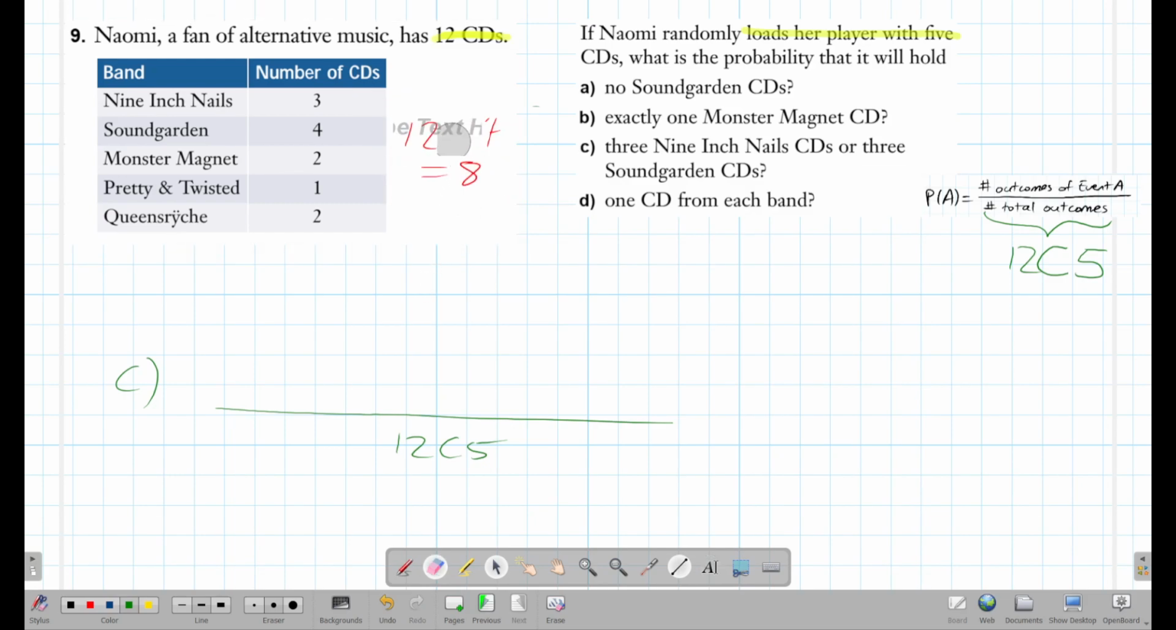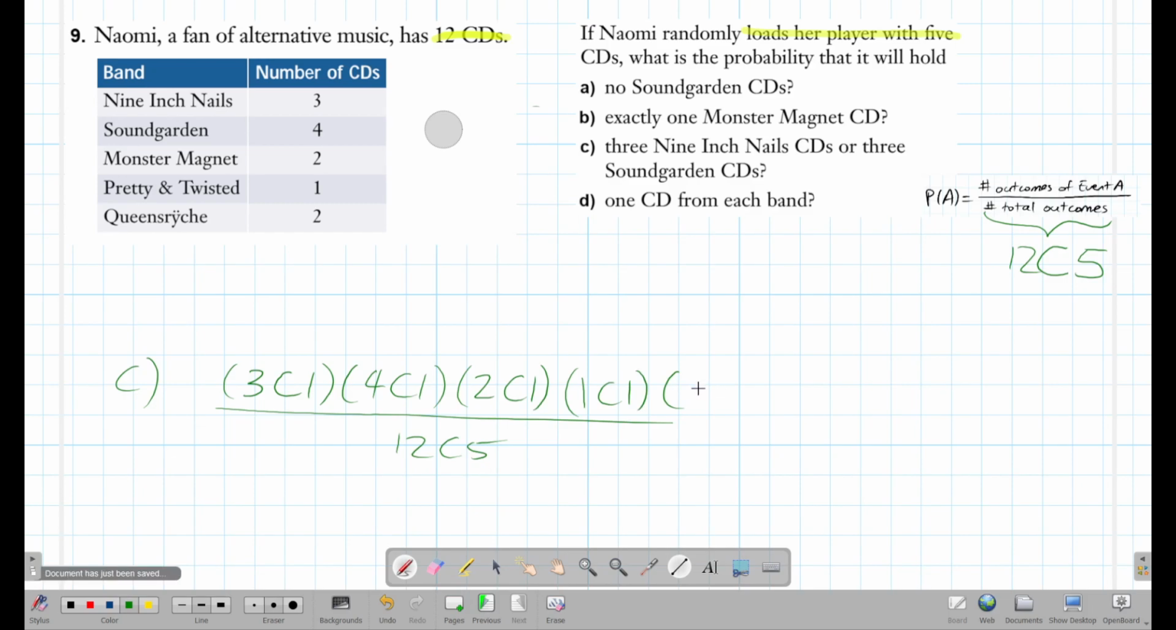Oops. I just want to erase that. Give me 1 second. Okay, cool. All right, this is how we're going to do it. So from Nine Inch Nails, we have 3 CDs to choose from, and we're only picking 1. For Soundgarden, we have 4 CDs to choose from, and we're only picking 1. For Monster Magnet, 2 CDs to choose from, and we're only picking 1. Pretty and Twisted, there's only 1 CD, so we gotta choose it. And Queen Shrike. There's 2 CDs, and we're only gonna pick 1.